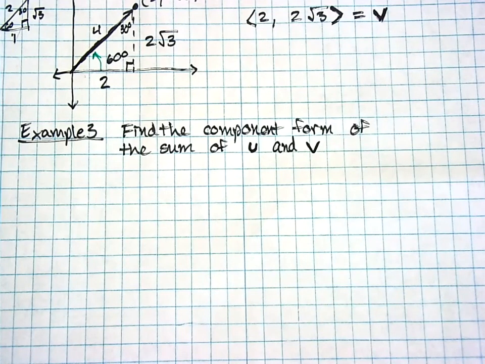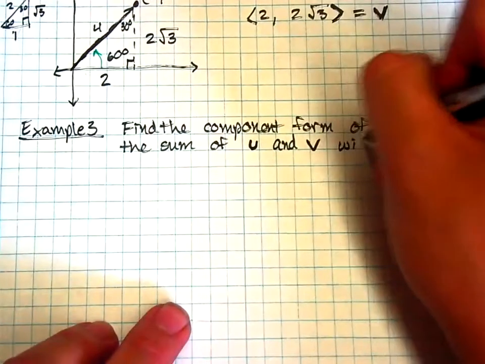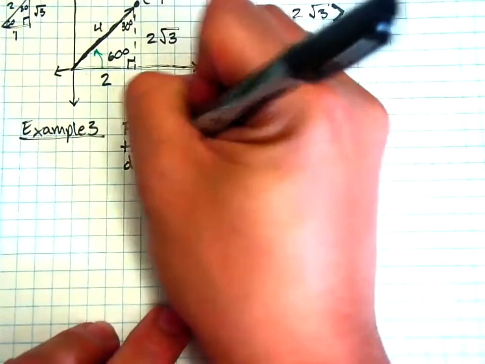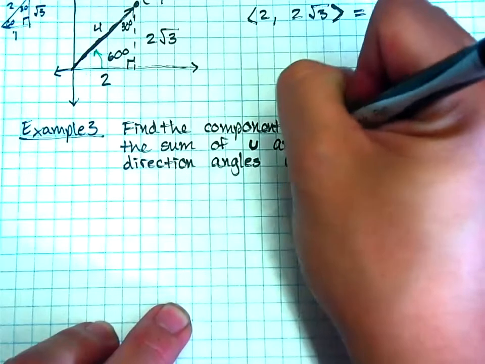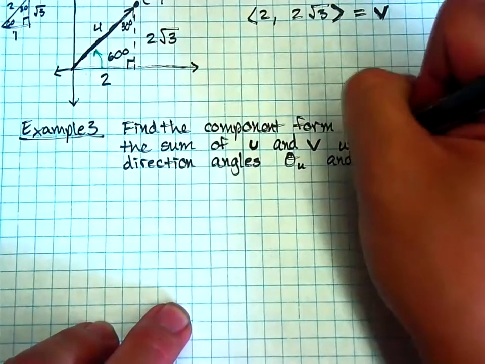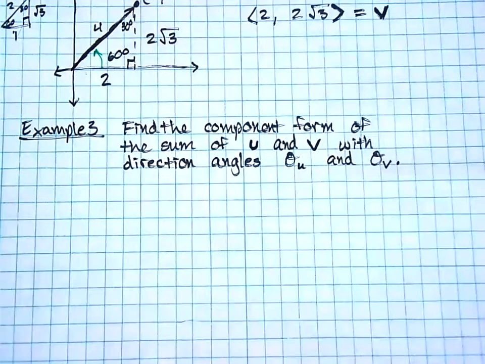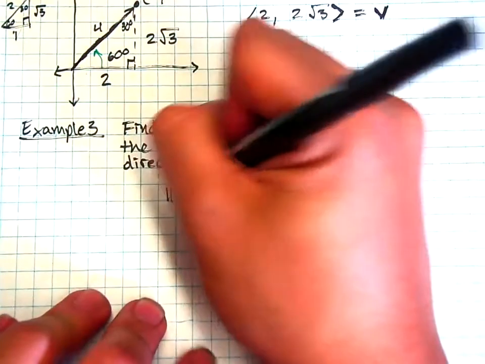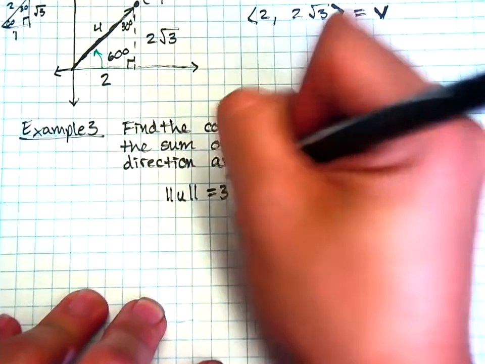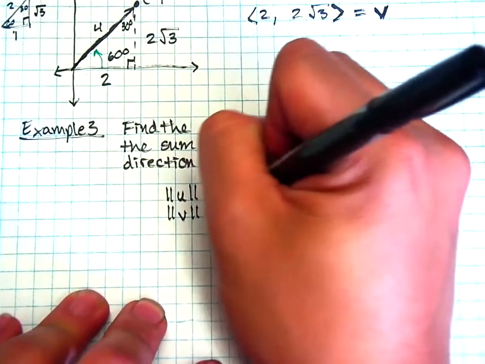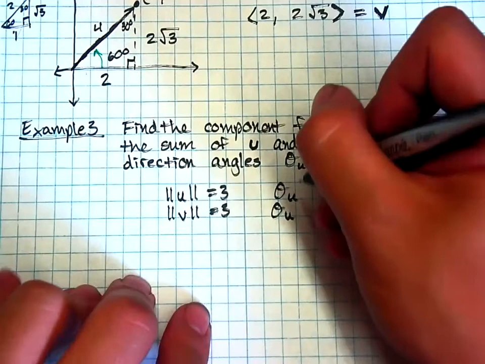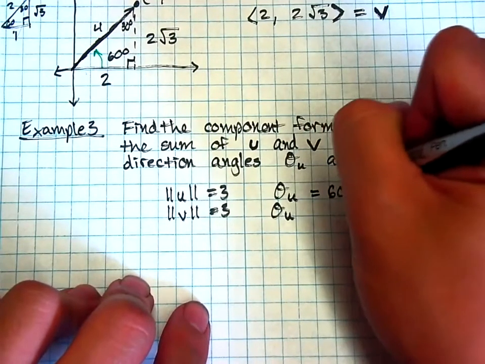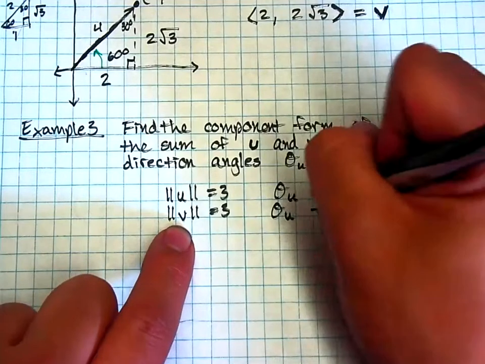Alright, so find the component form of the sum of vector u and v with direction angles theta and theta. Okay, so what's going to be given is that we're going to get the magnitude. So the magnitude of u is going to be 3. Magnitude of v will also be 3. And here are the direction angles. So the direction angle of vector u will be 60 degrees. The direction angle of vector v will be 90 degrees.